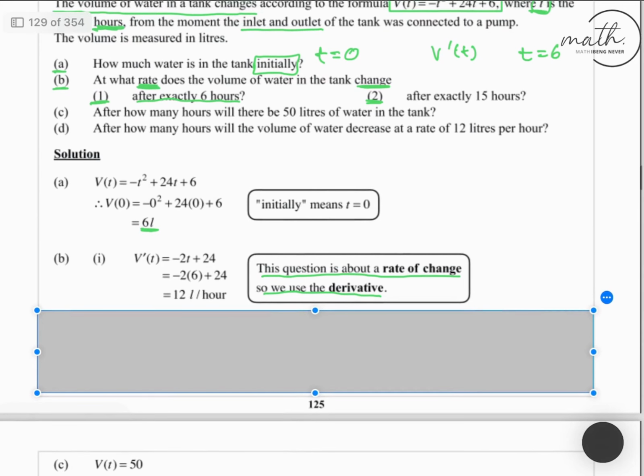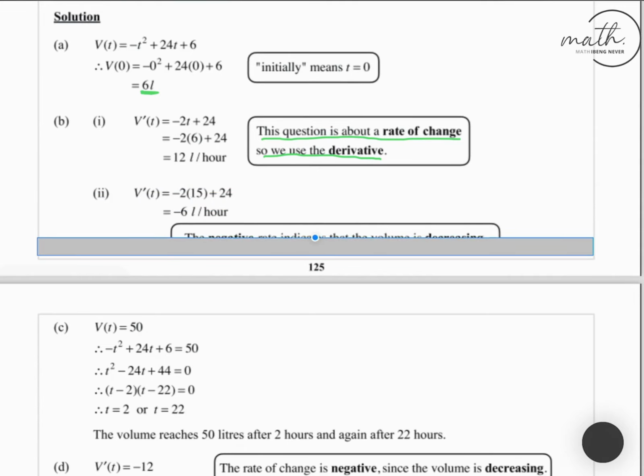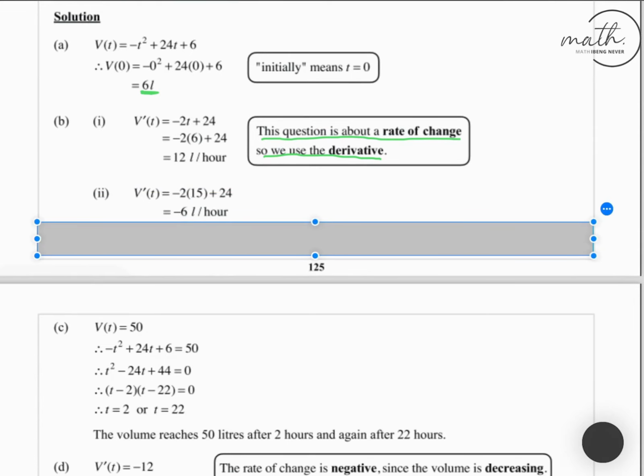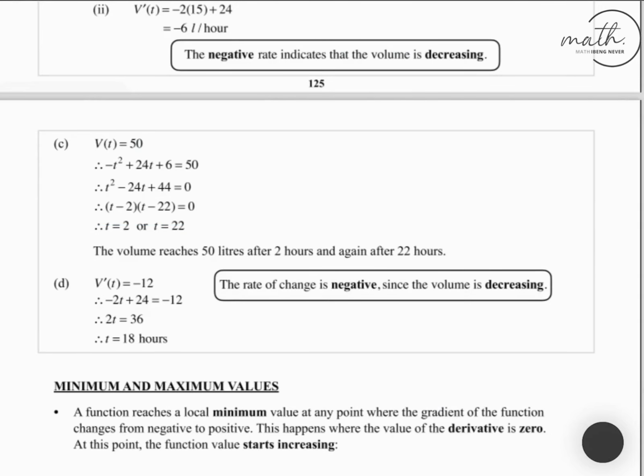C, after how many hours will there be 50 liters? So they gave you the V, this is volume in liters, and then they want the time. That means you just use the original equation. You don't change anything on this one. So 50 liters. Oh, no, it's down there. So yes, 50 liters. So we're here. 50 is the volume, so you just put 50 there and you solve for t.